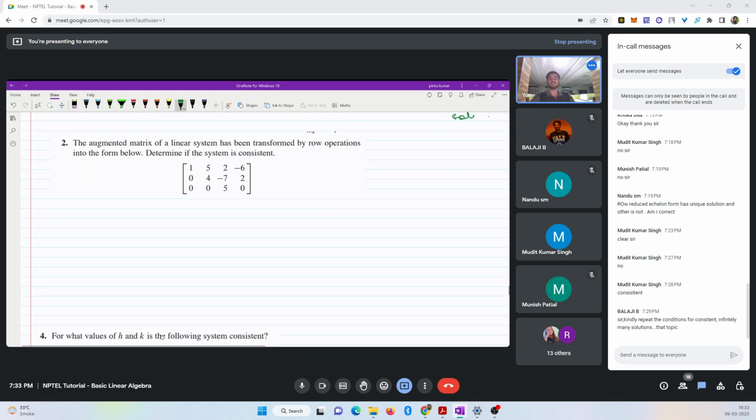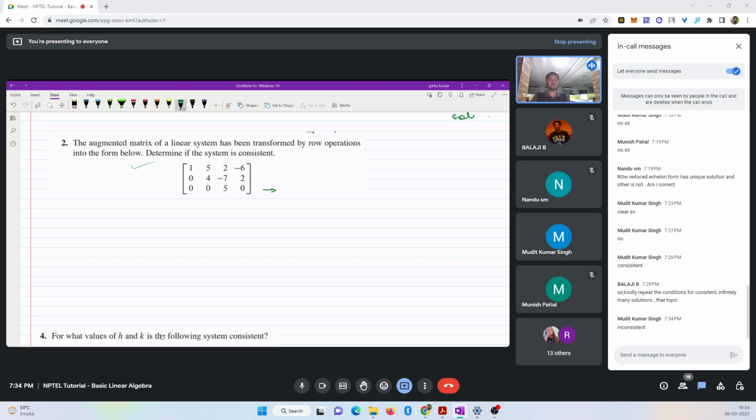Okay, now this question says the augmented matrix of a linear system has been transformed by row operations into the form below. So this is the augmented matrix, and they have already transformed it into a row echelon form for us. They're asking whether this is a consistent or an inconsistent system. What do you guys think? Please type it in the chat box. Is this consistent or inconsistent?